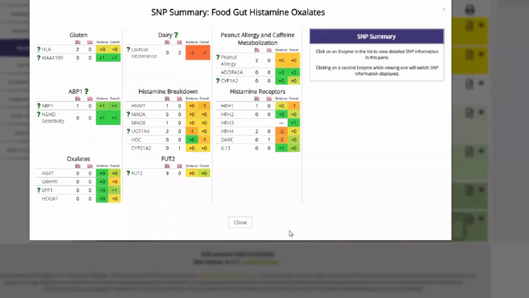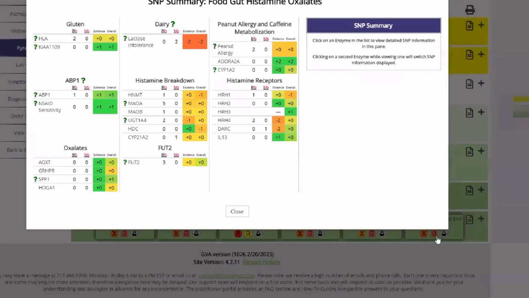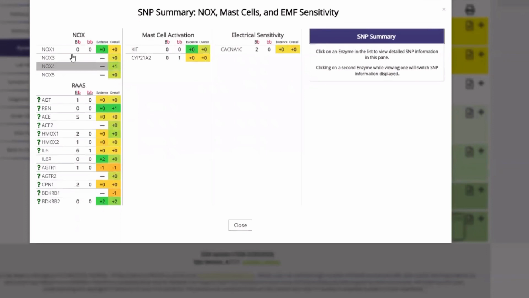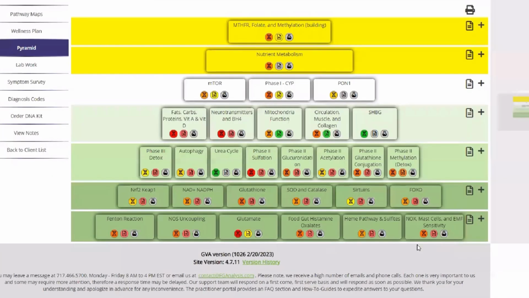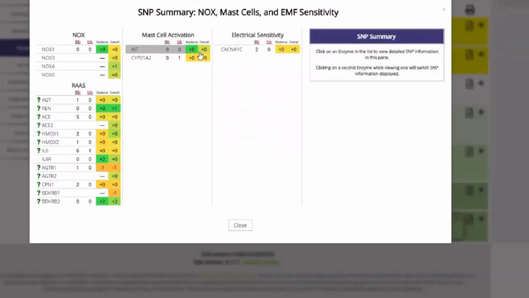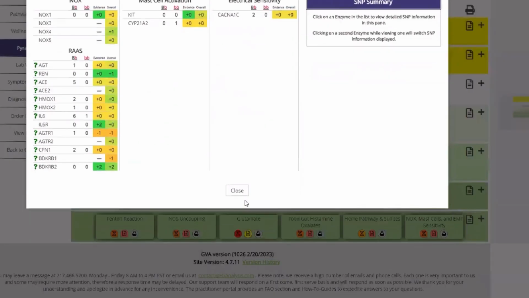Then I jump into food, gut, and histamine oxalates, and I can see there's a couple of histamine pathways activated. We've got the histamine breakdown. We've got the DAO enzyme. Nothing on the oxalates, but I do see some people that do have oxalate genetics. And then I will jump into the same thing here to look for the heme oxygenase 1 and 2. There's some heterozygous polymorphisms there that could be problematic. This is your mast cell. Nope, nothing there, so that's good.